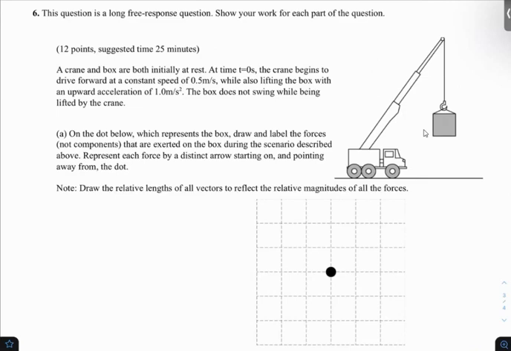Okay, here we go. Number 6. For this one, you guys are asking for me to take a look at part C.